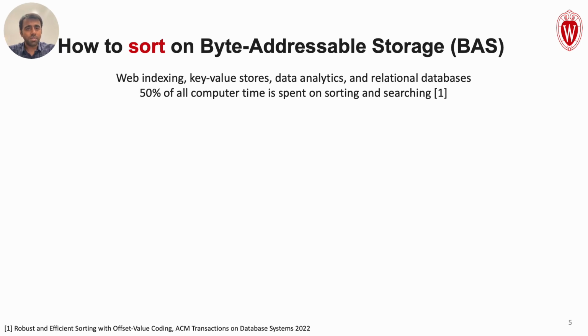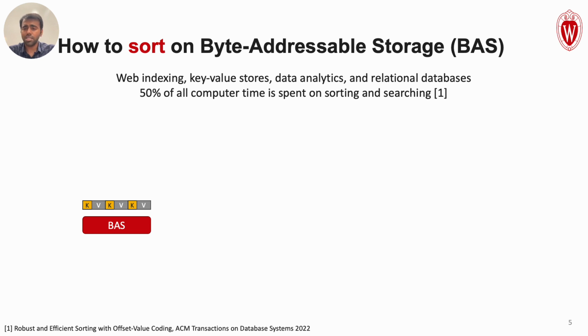Sorting is widely used, from web indexing to relational databases. In fact, a recent work showed that 50% of all computer time is still spent on sorting and searching in large data centers. Now, let's imagine a file that contains a bunch of records in contiguous fashion. Each record contains fixed size keys and values. In our setup, we assume that this unsorted input file starts on the BAS device and ends on the BAS device as a sorted output file.